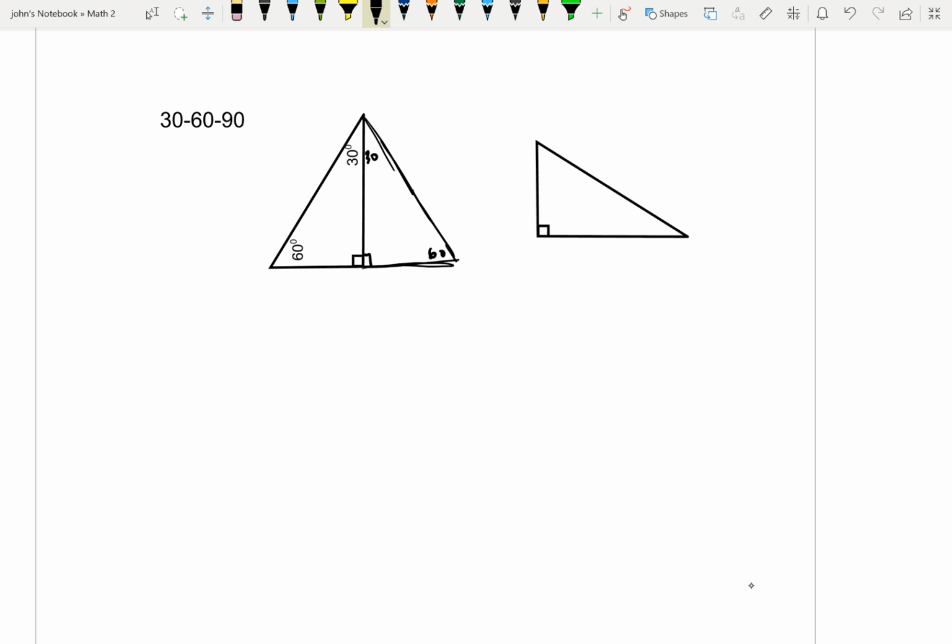Well, if you look at that triangle together, if I put the two of them together, they form this bigger triangle that I'm outlining in green. And look at the angles of that triangle. All of them are equal to 60. So I have a 60, 60, and 60 all the way around.